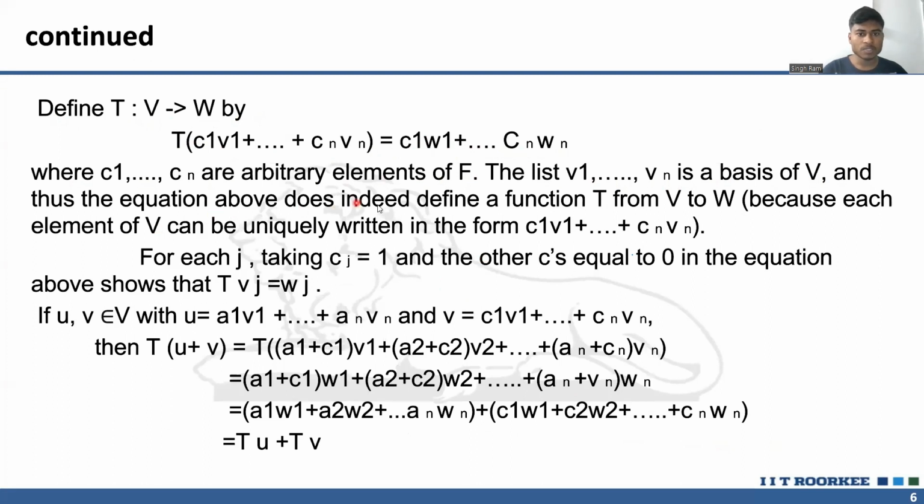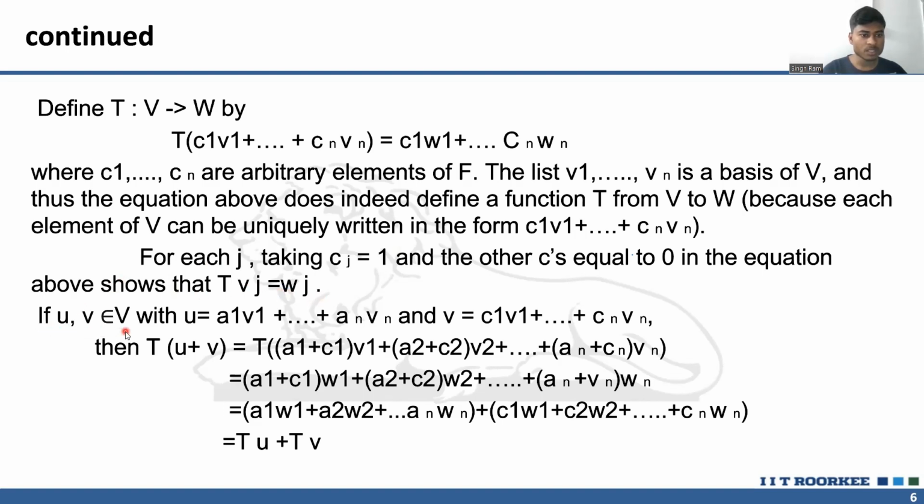Thus the equation above does indeed define a function T from vector space V to vector space W, because each element of V can be uniquely written in the form C1 V1 plus C2 V2 up to Cn Vn. We can say this because V1, V2, up to Vn are the basis of the vector space V. Then every vector in V can be written as a linear combination of all these basis vectors, right? For each j, taking Cj equal to 1 and the other Cs equal to 0 in the equation above, we get T(Vj) equal to Wj.